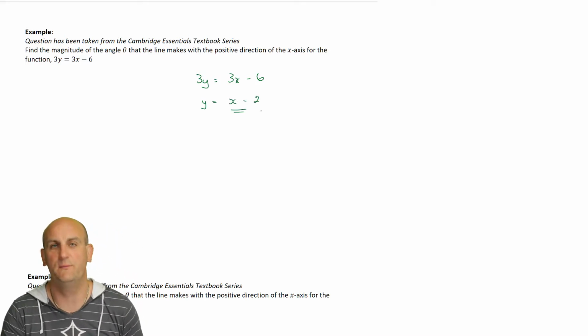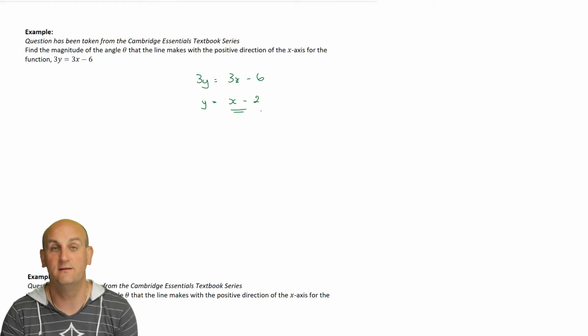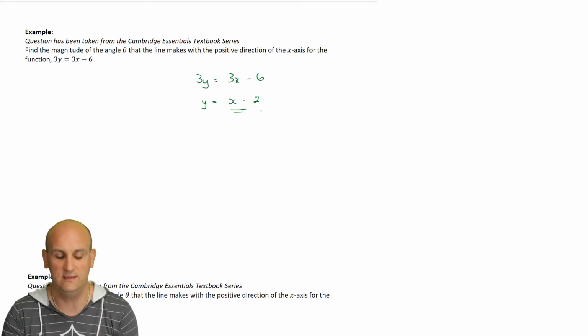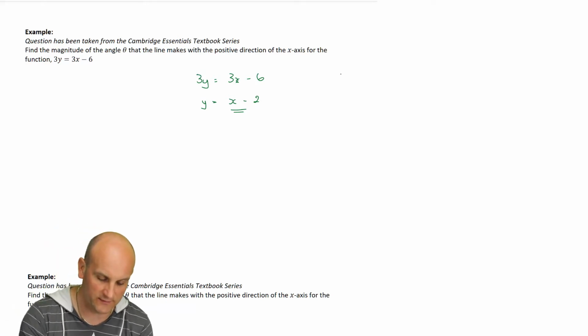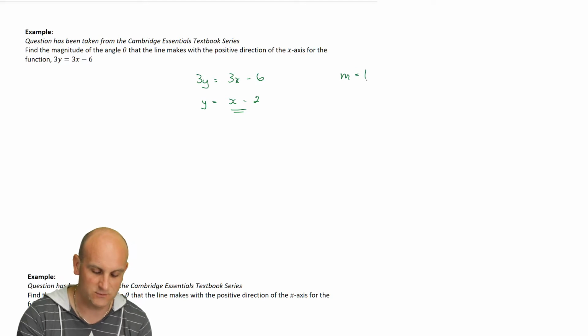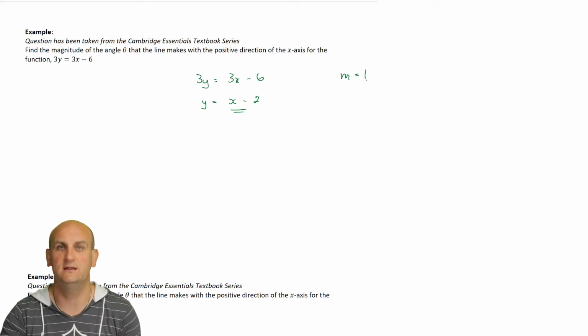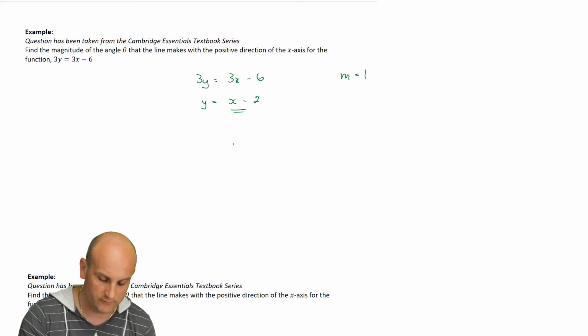Now, a surprising number of people look at that and go, there's no gradient. Yes, there is. Remember, we're comparing y equals mx plus c, and so the value of m is the thing in front of that x. So looking at this, I know that my gradient is equal to 1. Do I need to know anything else? Well, no. Because my gradient is positive, I can use that m is equal to tan theta.